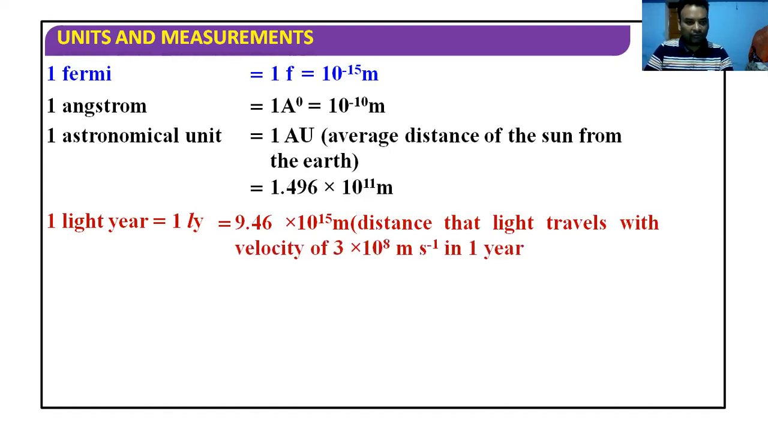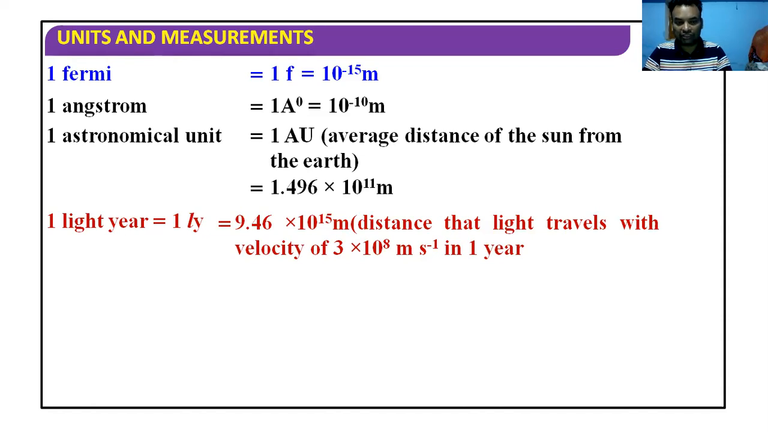And there is another term, which is 1 light year. 1 light year is 9.46 into 10 raised to the power 15 meter, a very large distance. It is the distance that light travels in 1 year. In 1 year, the total distance traveled by light is 9.46 into 10 raised to the power 15 meters. So that's why it is called 1 light year. Distance traveled by light within a year is called 1 light year.